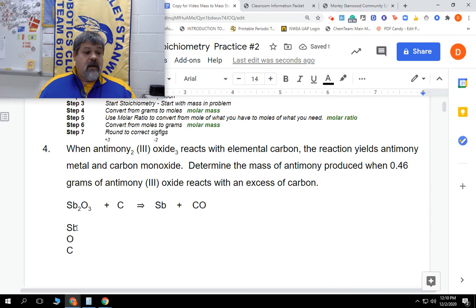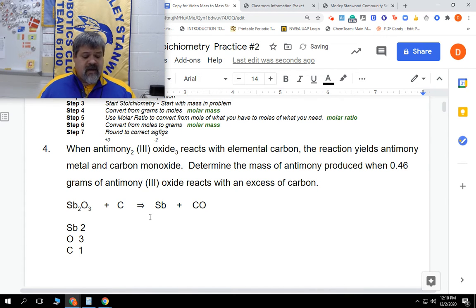Okay. And how many of each one do we have? Antimony, we have 2, so we're going to put a 2 there. Oxygen, we have 3, so we're going to put a 3 there. And carbon, we have 1. Now, I like it when there's no numbers here, because we're not going to worry about anything except the ones that aren't all by itself. So we don't have to worry about carbon.